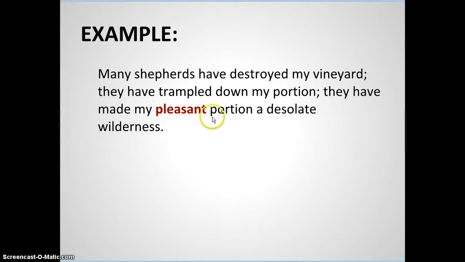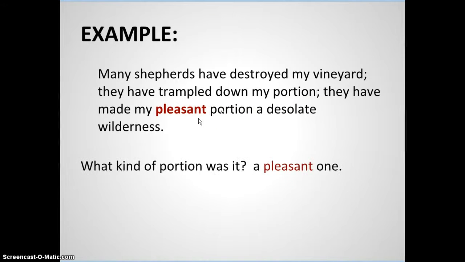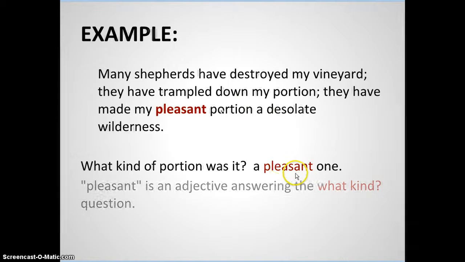Now I have another scripture verse here, again from the prophet Jeremiah. They have made my pleasant portion a desolate wilderness. Well, ask yourself, what kind of portion was it? If we look at this word right here, this is a noun. What kind of portion are we talking about? Well, the text makes clear that it was a pleasant one. So pleasant is an adjective answering the what kind question.